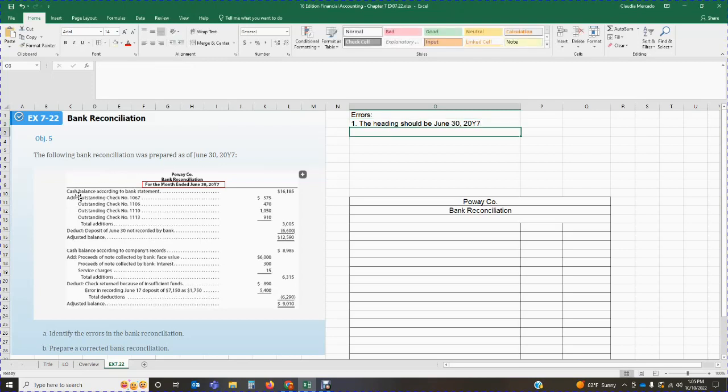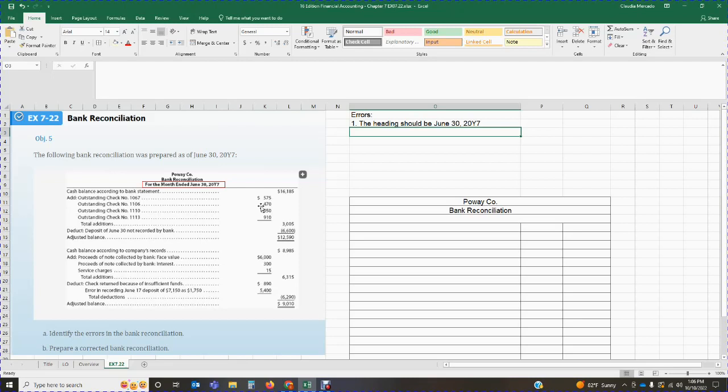Now we go to the next line item. It says cash balance according to the bank statement. That is correct. Now here it says add outstanding checks. First we need to figure out what an outstanding check is. An outstanding check is a check that has been issued by the company that has not cleared the bank. So I wrote a couple of checks to pay for my utilities, my insurance, whatever the case might be. You put them in an envelope and send them through the mail to the different vendors, the different companies that you owe money to.